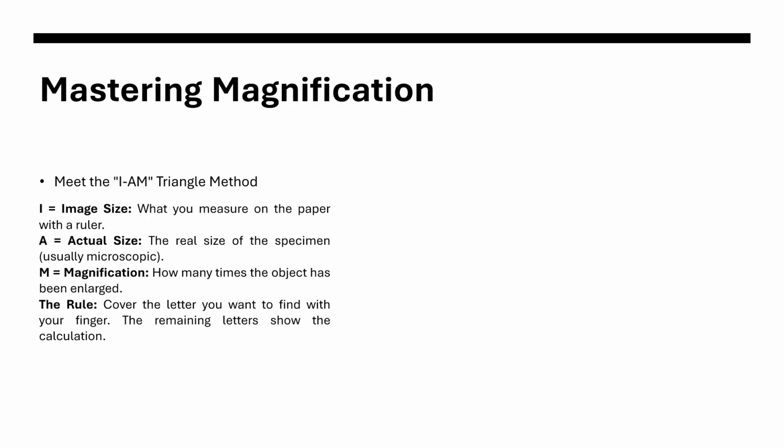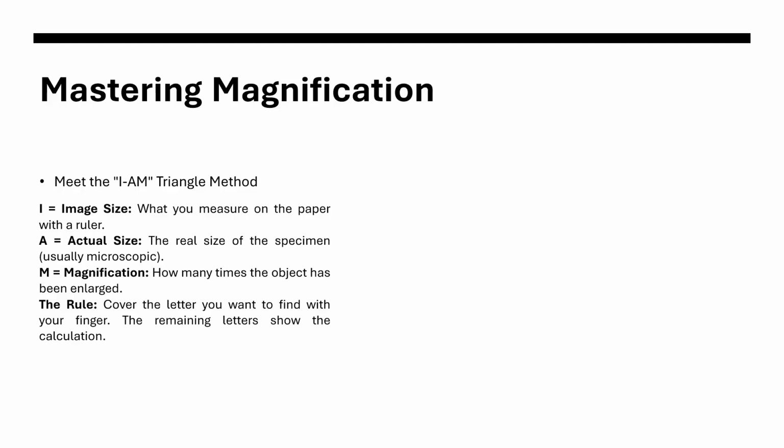Lastly, biology is not just about diagrams. It is about precision. When we look at a cell under a microscope, we need to know exactly how much larger it is than in real life. To do that, we use the most famous tool in the lab, the IAM triangle method. I'm talking about magnification. So before we calculate, we have to know our variables.